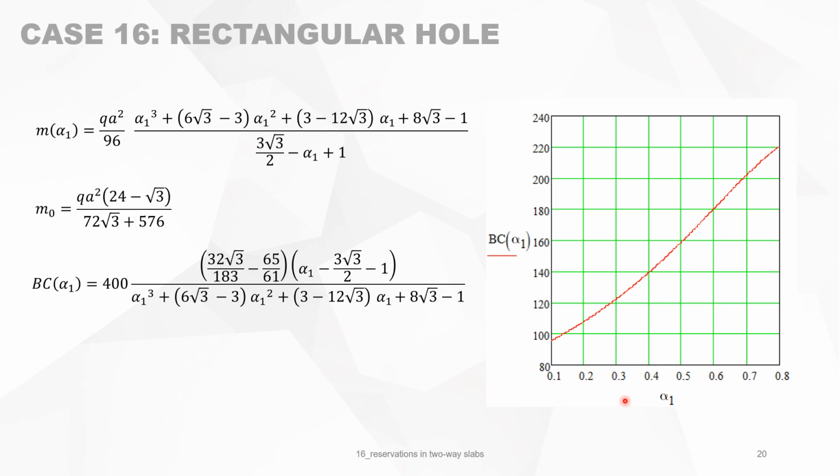We can now make a graph. The x-axis is alpha 1, going from 0.1 to 0.8, and the bearing capacity on the y-axis. And you see immediately that in most cases, the bearing capacity is not affected, not at all. Only here, with a small width of the reservation, we can have a problem. Let's investigate this more.